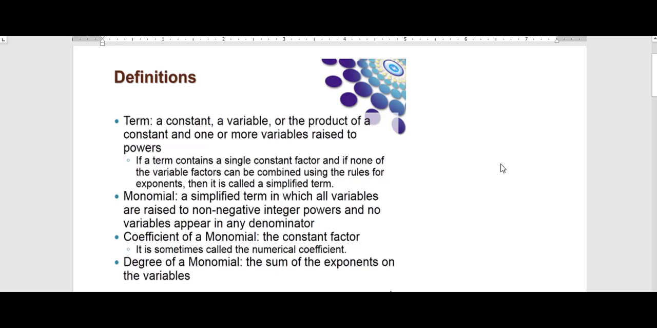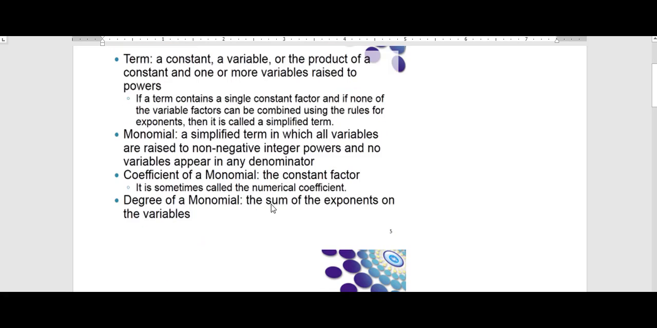Section 4.2 introduces us to polynomial functions. We begin with some definitions. A term is either a constant or variable or the product of a constant and one or more variables raised to powers. Terms are added and subtracted. A monomial is a simplified term in which all variables are raised to non-negative integer powers and no variables appear in a denominator. A coefficient of a monomial is the constant or number factor.